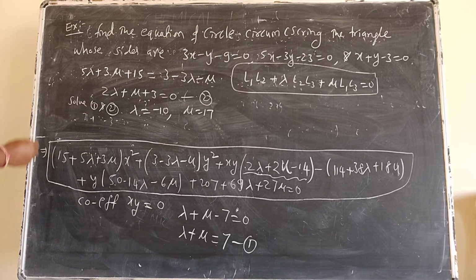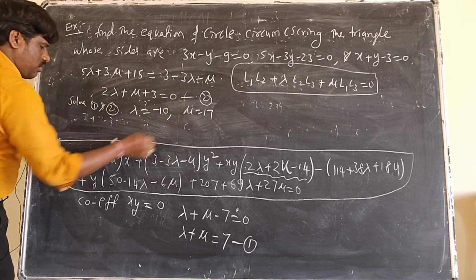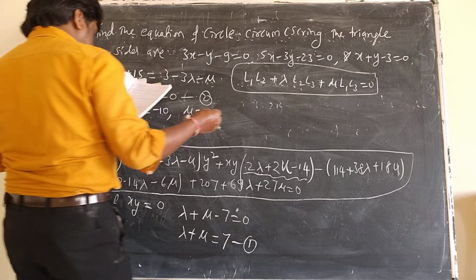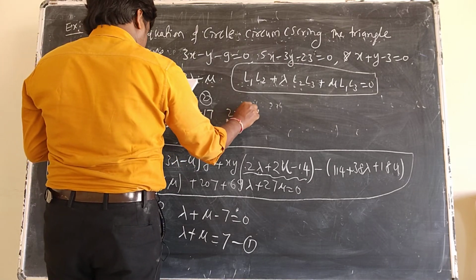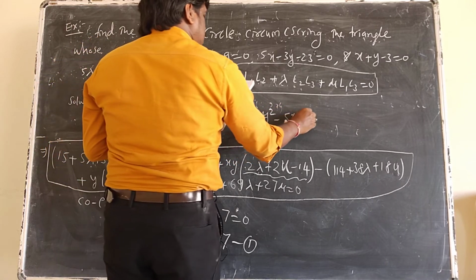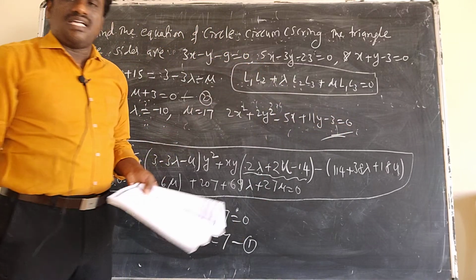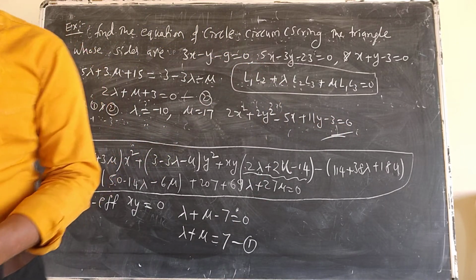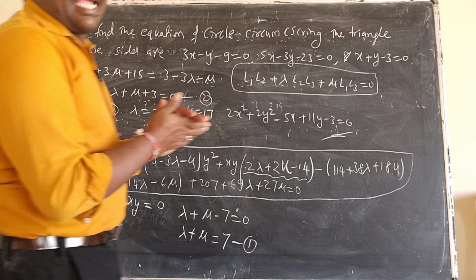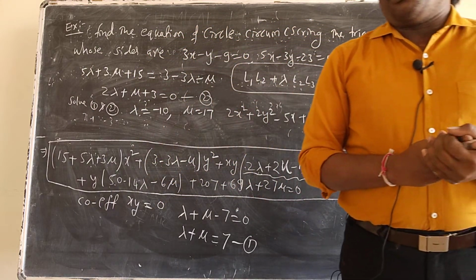But if they have given the complete equation, what you do here: lambda equal to minus 10, mu equal to 17, substitute here and simplify, you are going to get the answer 2x square plus 2y square minus 5x plus 11y minus 3 is equal to 0. This is the answer for the equation of the circle. Same way we will do for the quadrilateral. Quadrilateral is easier than this triangle, because the quadrilateral equation is much smaller, so that will give you an easier answer.